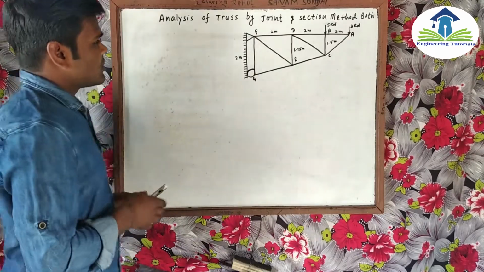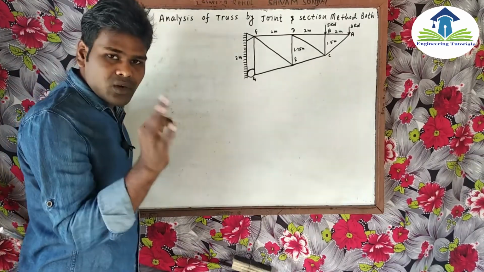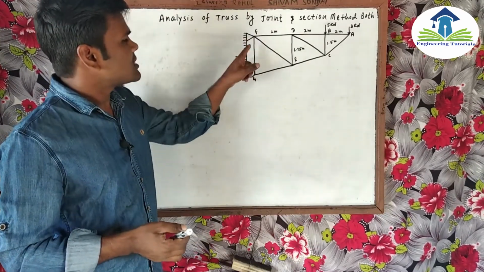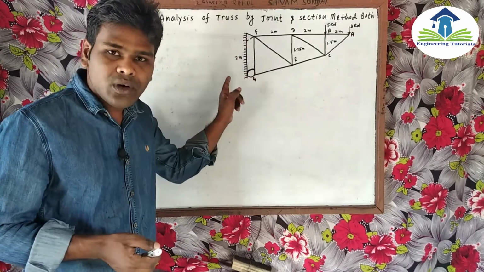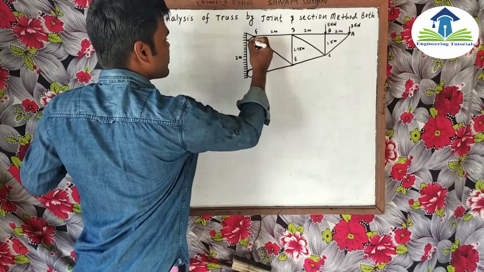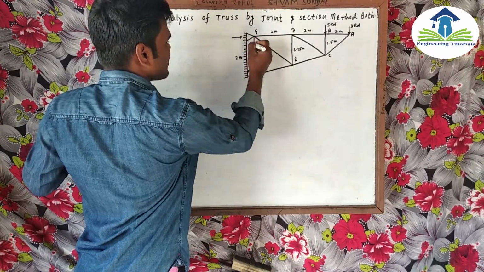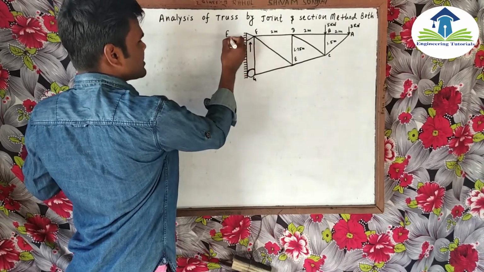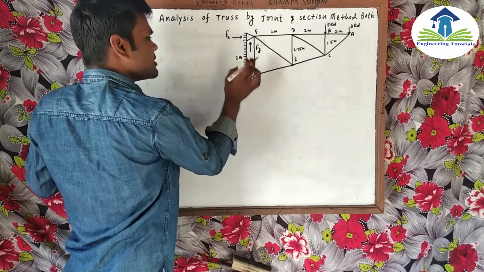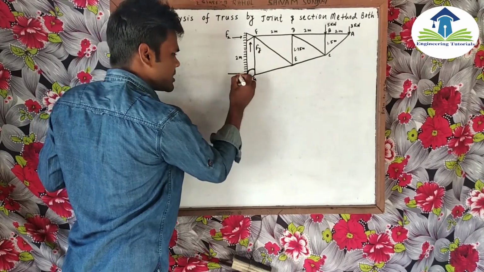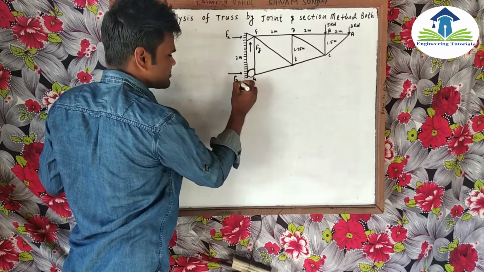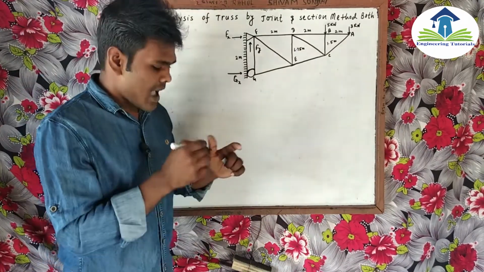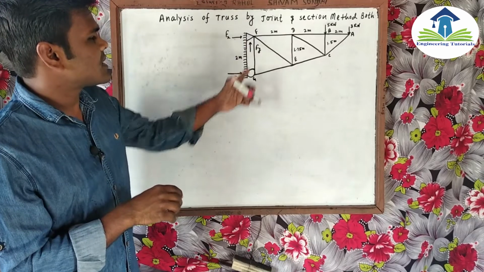So let's start the solution. Here there are three unknown reactions. There is a hinge support and a roller support. It means the hinge has two unknown reactions and the roller has only one unknown reaction. The reactions will be like this: here Fx, here Fy, and this is the roller support, so this will be Gx. I have named these three unknown reactions.